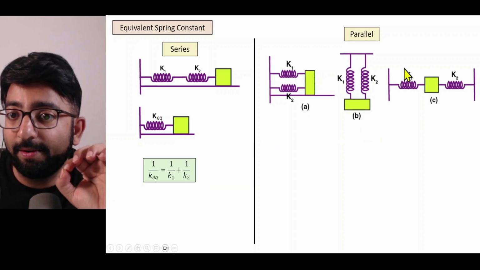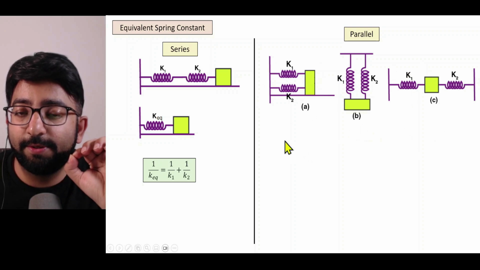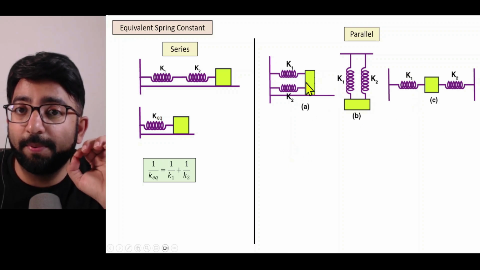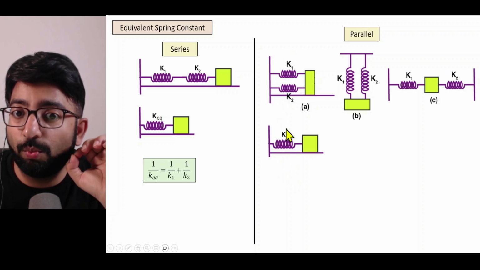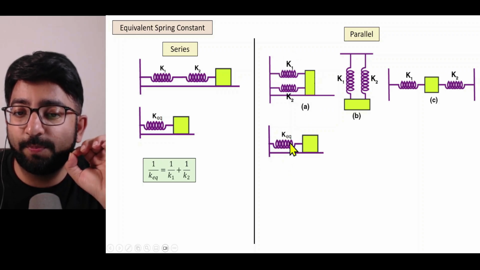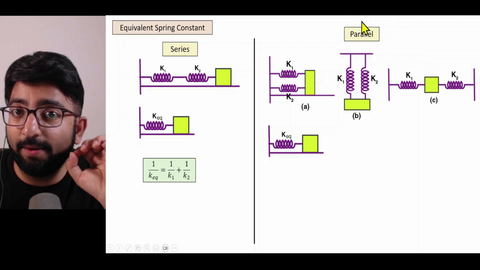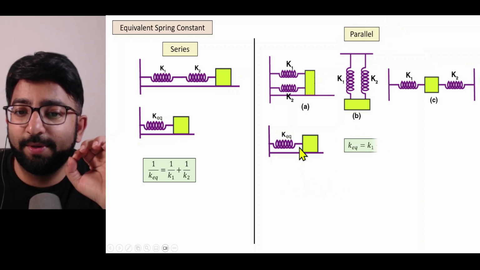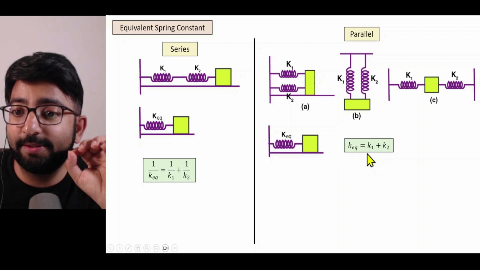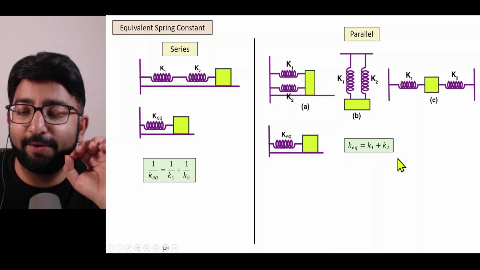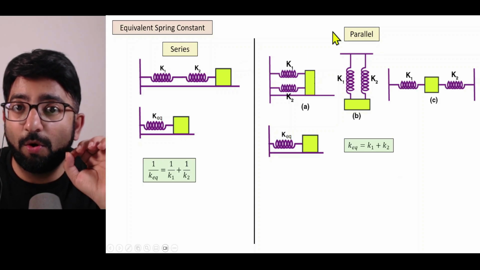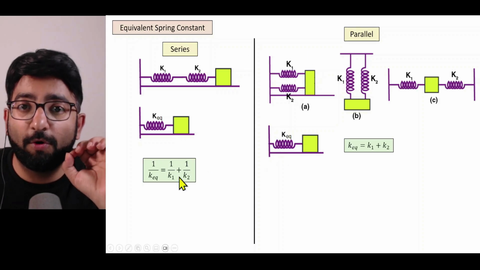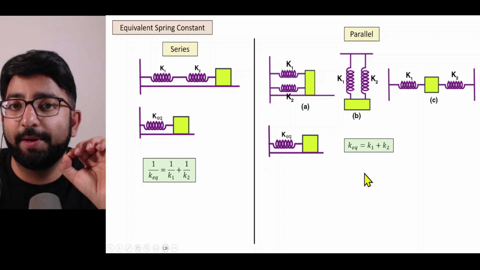Whereas in case of parallel arrangement, this is the orientation. Even in this, you can see there are multiple springs out here. So we can replace both springs with just one spring called the equivalent spring constant. But in case of parallel, the formula is different. The equivalent spring constant is just the sum of K1 and K2. So depending on the type of orientation, whether it is series or parallel, we have to use different formulas to find the equivalent spring constant.